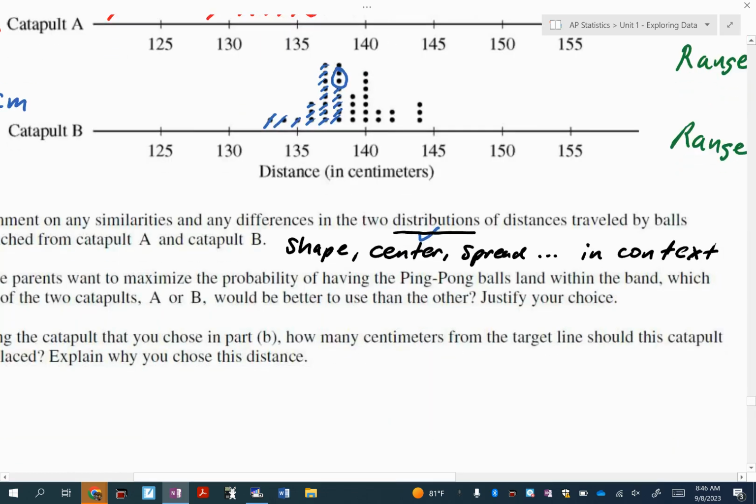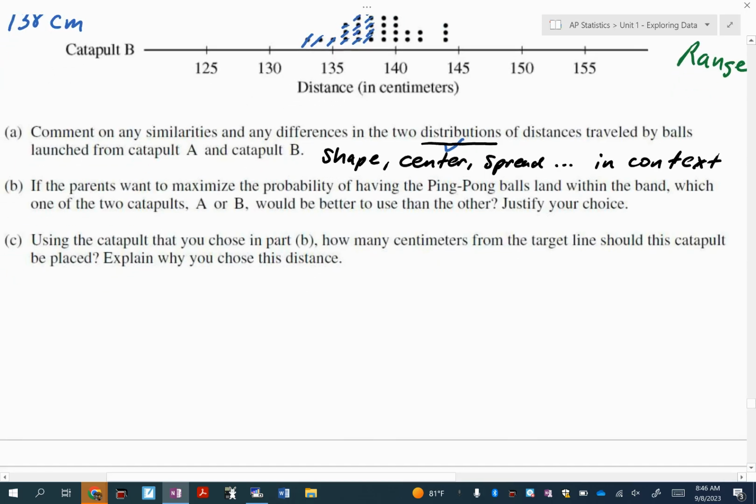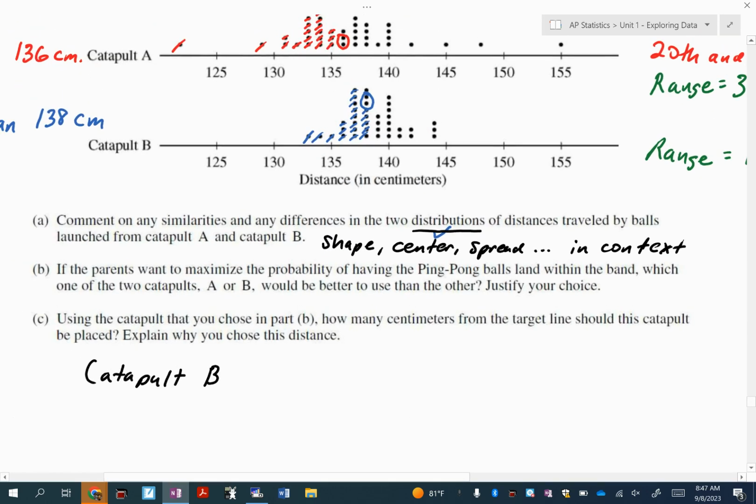Okay, C, the last one. Using the catapult that you chose. So we chose, right? Taylor chose catapult B. So catapult B. We need to choose where we would place this catapult in terms of the distance from our catapult to the target line. Remember, we want to hit a certain target however many centimeters away. So what do you guys think makes sense in terms of how far away we would put the catapult from our target? Any ideas?